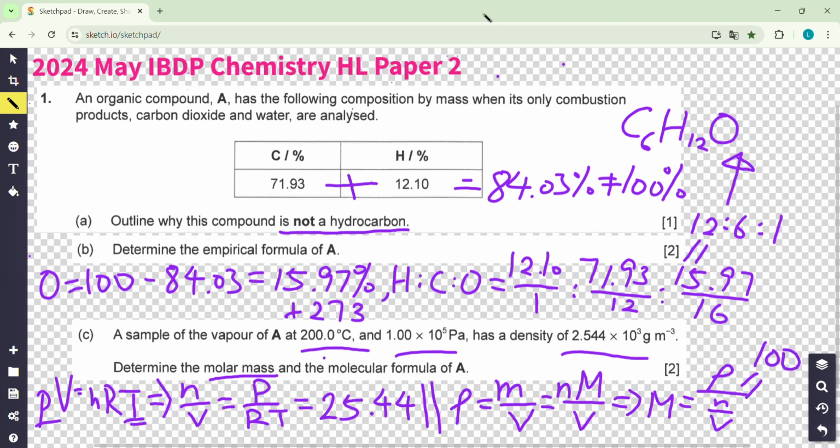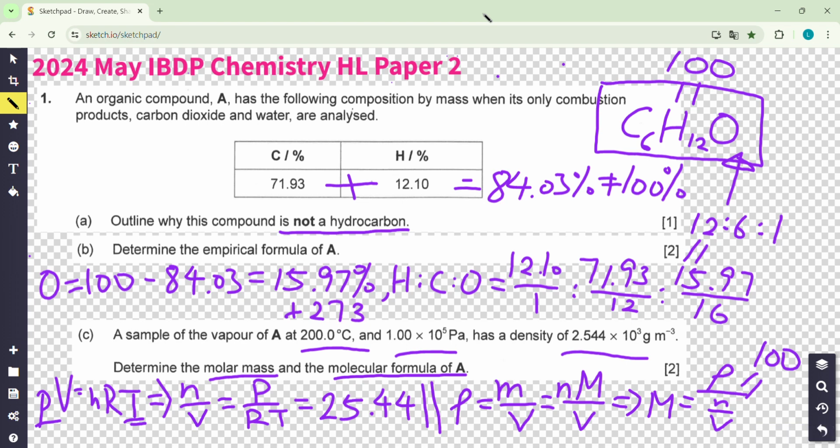And then how to find the molecular formula of A? Look at here. A is this. Find the empirical mass, okay? 12 times 6 plus 12 plus 16, what is that? 100. Exactly 1 to 1. So this is the empirical formula. It's also the molecular formula. You got it? Okay, well done.